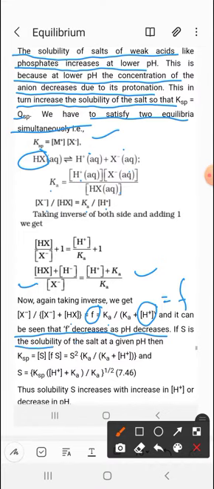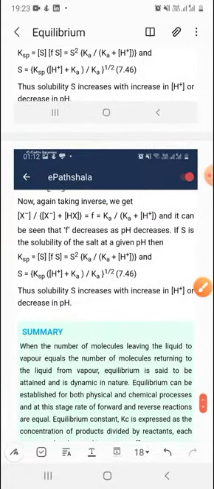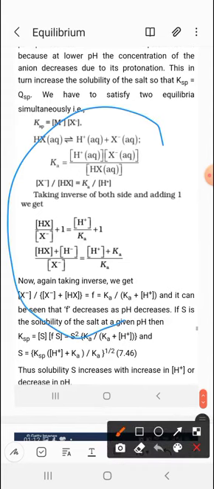If S is the solubility of the salt at a given pH, then your Ksp is equal to S squared Ka upon Ka plus H positive, and S is equal to this. And the solubility S increases with increase in H positive or decrease in pH. Fine. So you don't have to do this topic.